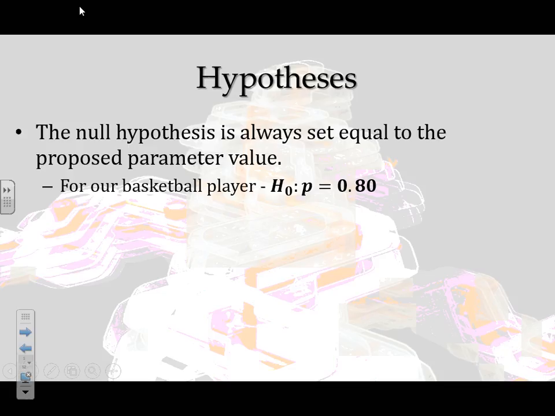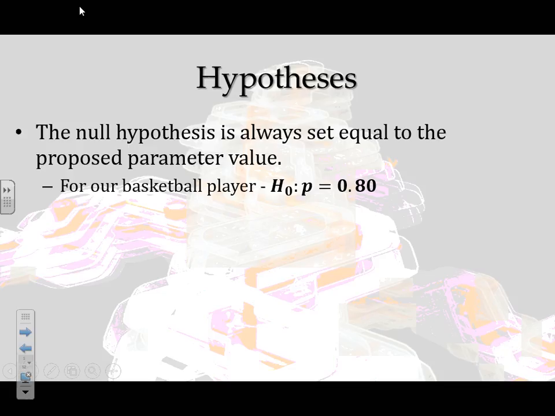And again, when you're writing these out, you need to make sure you use correct notation. We're talking about a proportion of free throws made. So our parameter is p, the proportion. It is equal to 0.80. When you write your hypotheses, notice the entire notation, because a lot of times people say H naught equals 0.8.